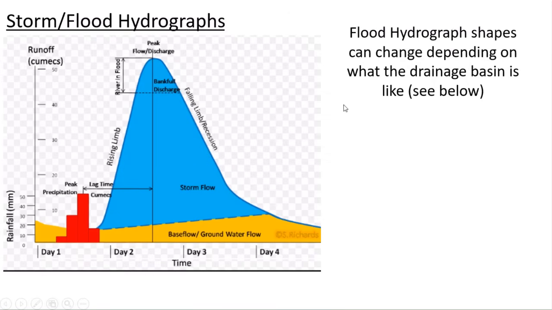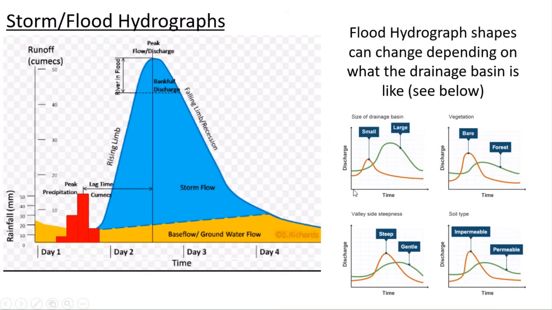So flood hydrographs can vary. The shape can depend on what the drainage basin is like, and you've got different examples there. So in terms of the size of the drainage basin, if you've got a big one, more water in it, it's likely to take longer to get into the river, but when it does, there's going to be more water in it. If it's a small drainage basin, it'll get there quickly, but it won't be as high. Okay. If you've got a vegetated area, so if there's lots of forest, look at the effect that has on the discharge. It goes up slowly, it reaches a smaller peak, and it goes down.